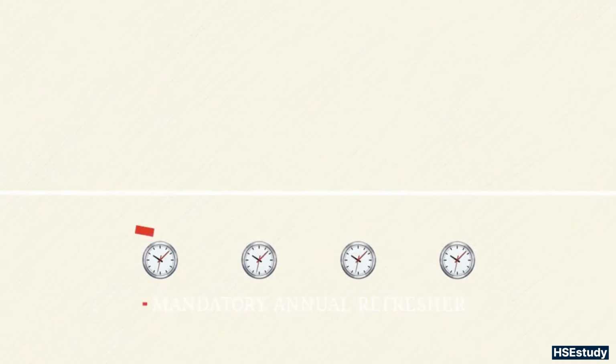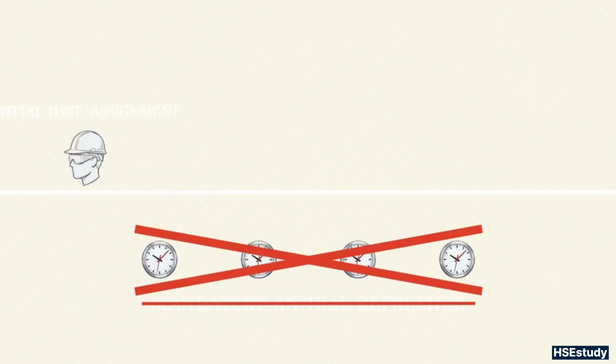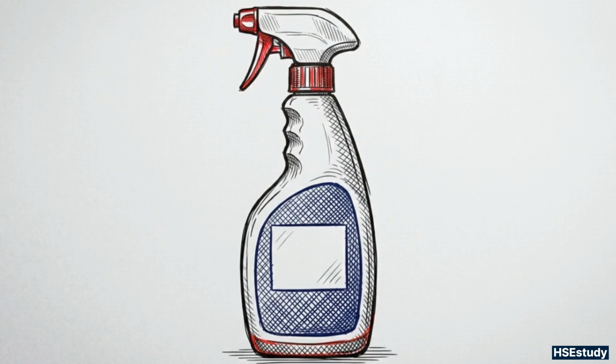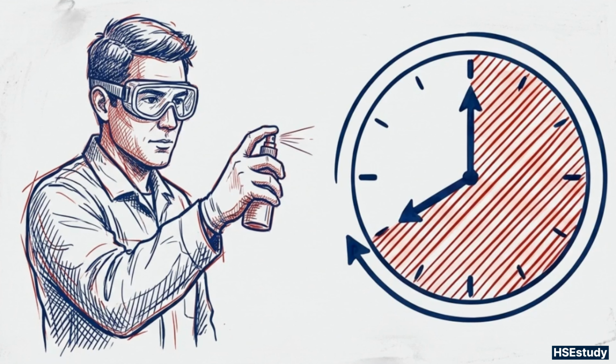Question 1. HazCom requires all of the following, except. While many facilities perform annual refreshers, OSHA actually only mandates training at initial hire or when hazards change. Question 2. Secondary containers must have GHS labels, except. This only applies during that strict immediate use window, same worker, same shift.